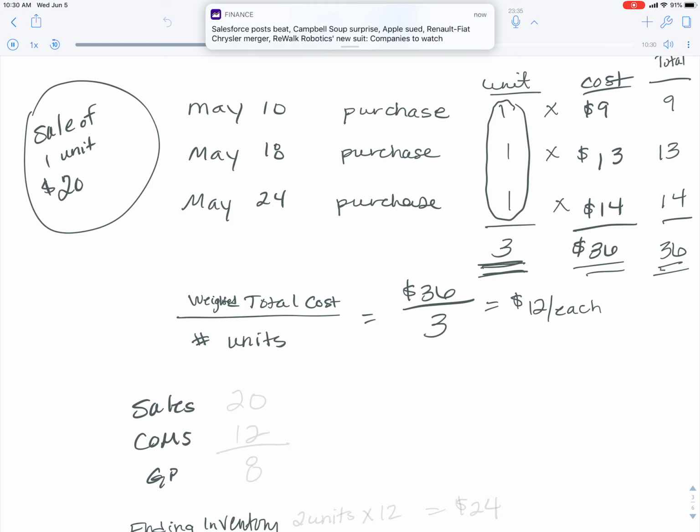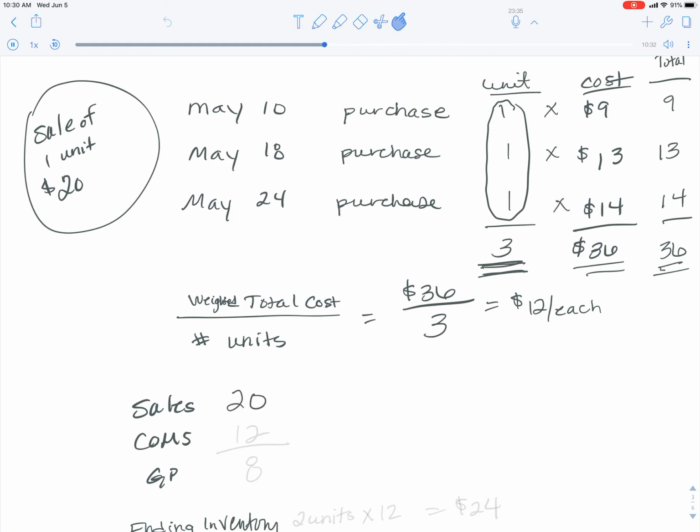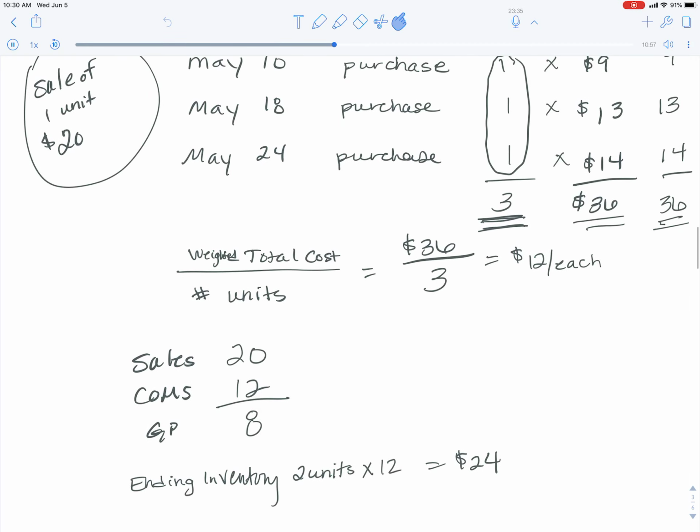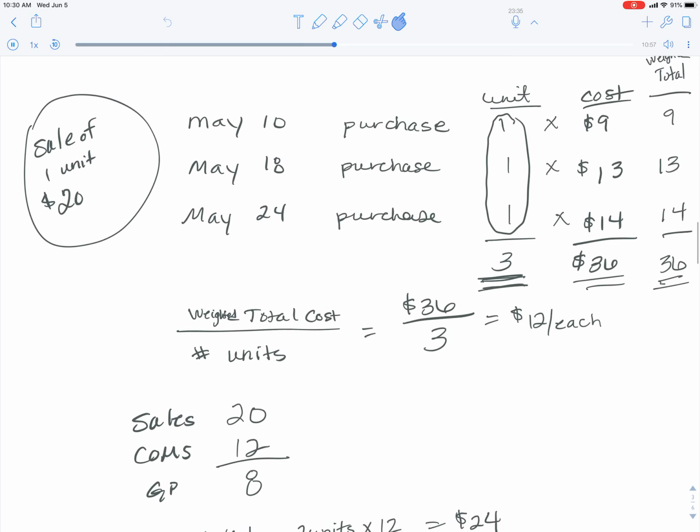So let's say we sold one, again for $20. We're going to use 12, our weighted average, as our cost of merchandise sold. This makes our gross profit 8. We're also going to use weighted average for our ending inventory. So there are 2 units in ending inventory, and each is going to be 12. So that makes our ending inventory 24. So those are the 4 cost flow assumptions, all for the periodic method.